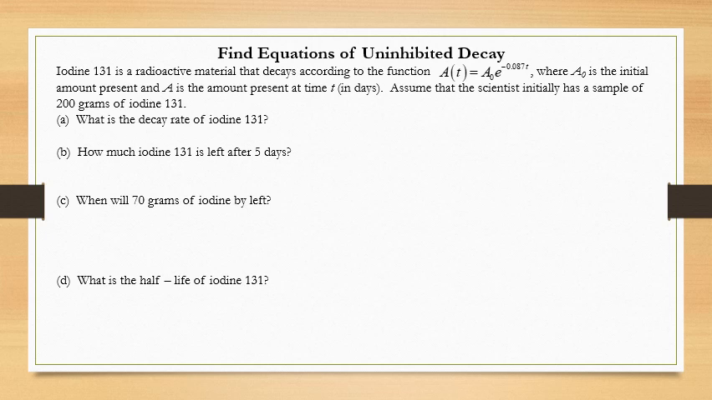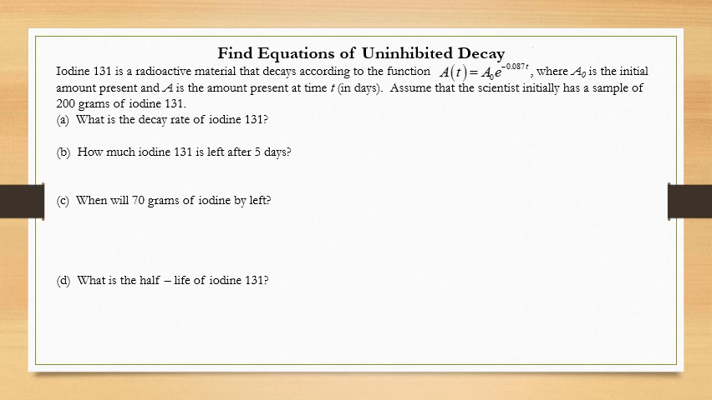Iodine-131 is a radioactive material that decays according to the function A of t equals A naught e to the negative 0.087 t, where A naught is the initial amount present and A is the amount present at time t in days. Assume that the scientist initially has a sample of 200 grams of iodine-131. What is the decay rate of iodine-131?